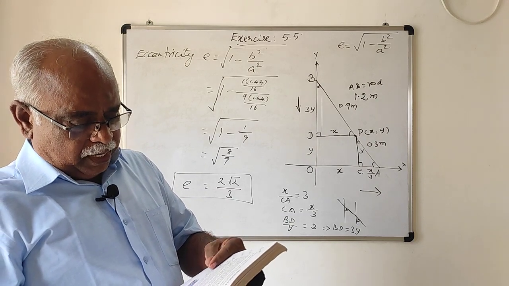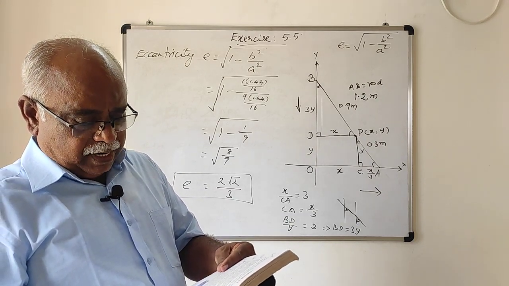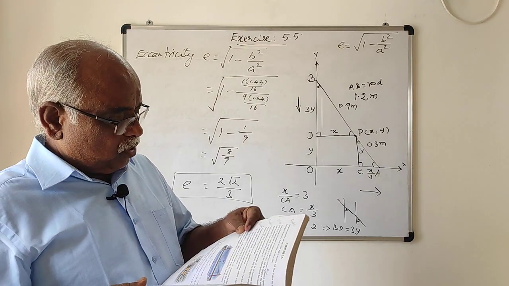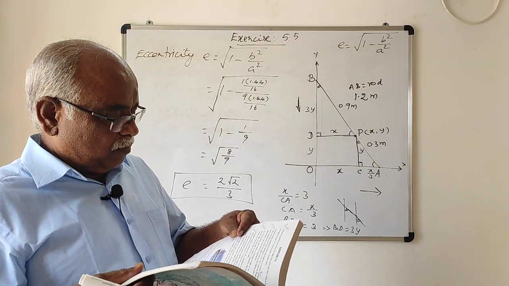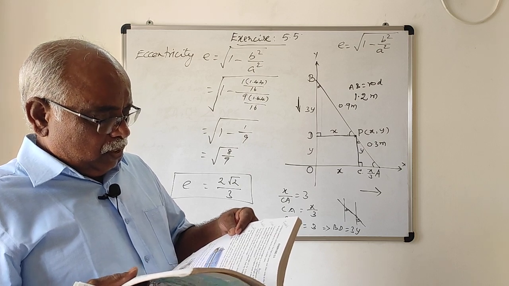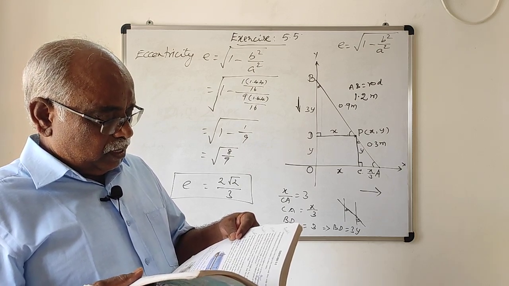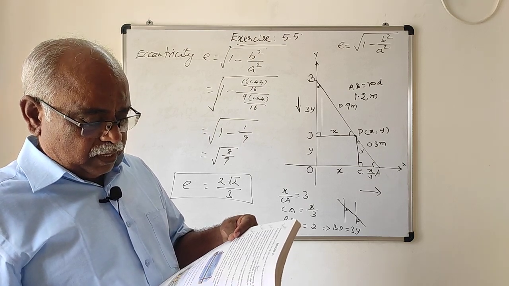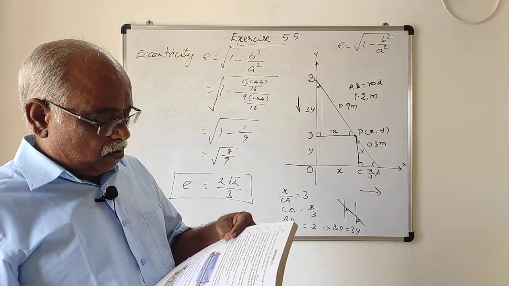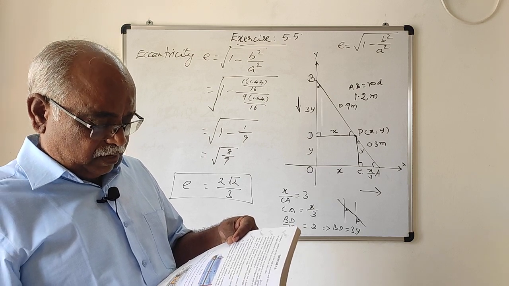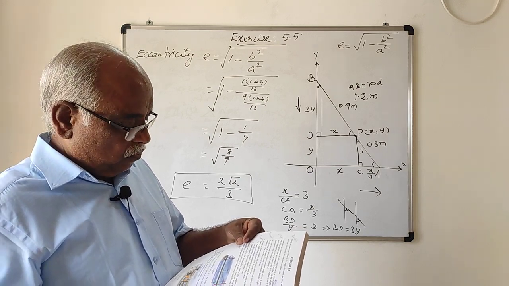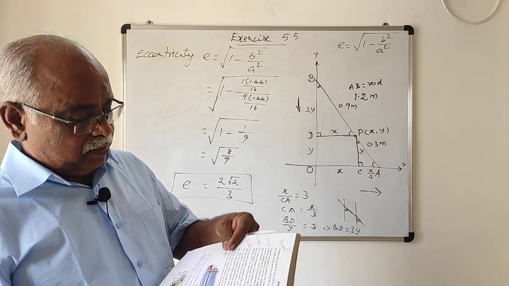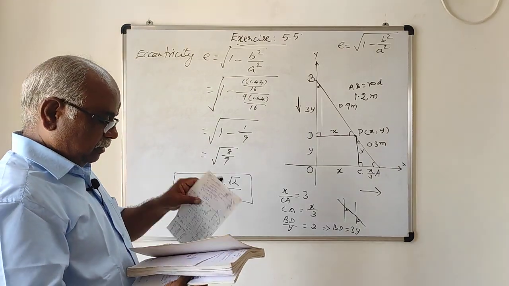The cross section of a nuclear cooling tower is in the shape of a hyperbola with equation x square by 30 square minus y square by 44 square equal to 1. The tower is 150 meter tall, and the distance from the top of the tower to the center of the hyperbola is half of the distance from the base of the tower to the center of the hyperbola. Find the diameter of the top and the base of the tower.